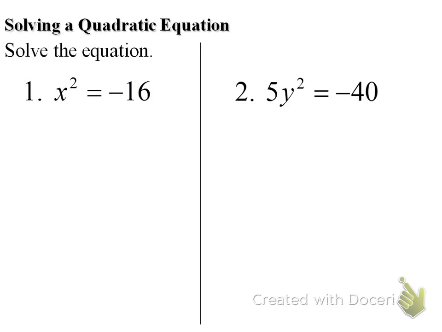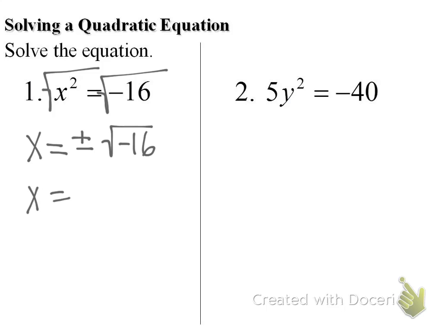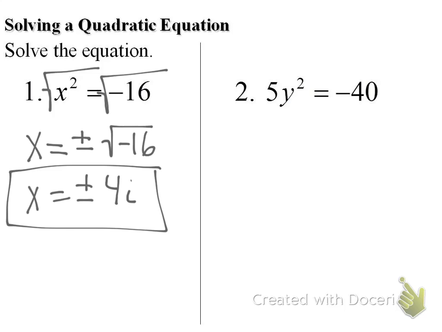All right, so we are going to use what we just learned about i and square roots of negative numbers to solve these two equations. So on number 1, I have x squared equals negative 16. How would I get x by itself here? Take the square root of both sides. So right now, you have x equals, remember you have to do the plus or minus, the square root of negative 16. What is the square root of negative 16? 4i. Good. So the answer here is plus or minus 4i.